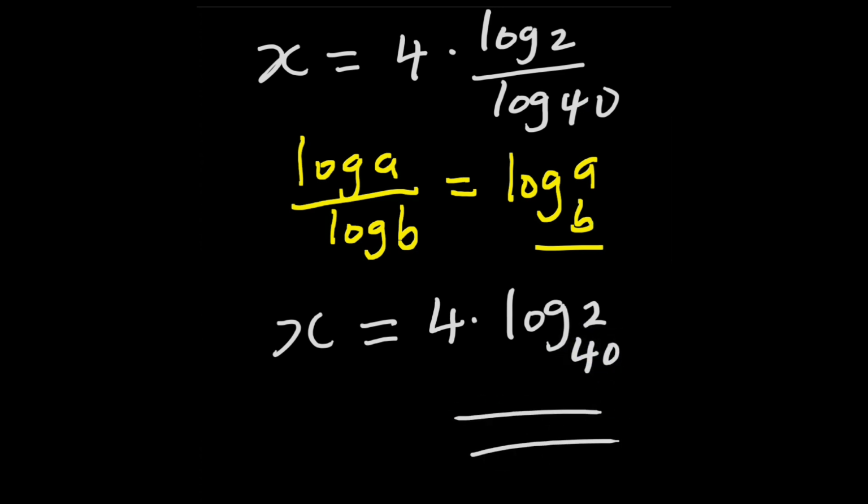Therefore, the value of x that satisfies this exponential equation is x equal to 4 multiplied by log 2 to base 40.